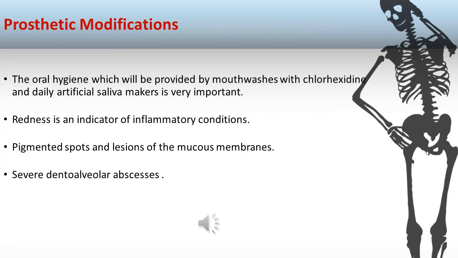Here we continue the prosthetic modification. In order to decrease complications of denture usage in patients with xerostomia, oral hygiene, provided by mouthwashes with chlorhexidine and daily artificial saliva, is very important. Redness is an indicator of inflammatory conditions. Spot, pigmented spot and lesion of the mucosal membrane. Severe dentoalveolar abscess.